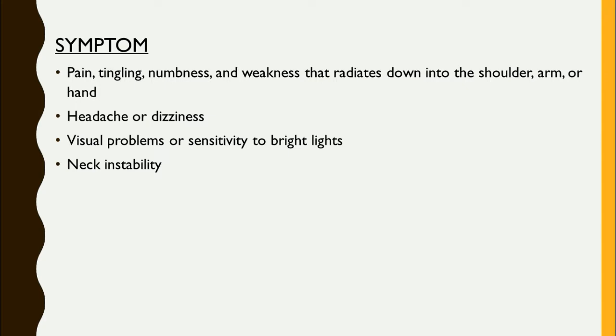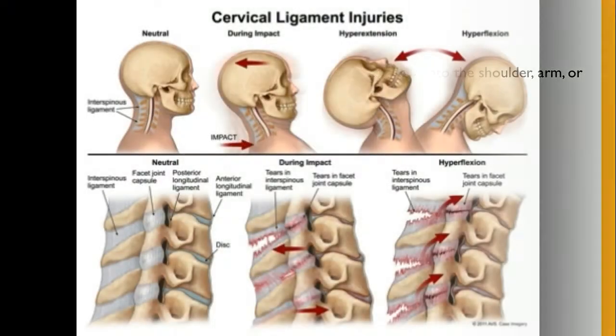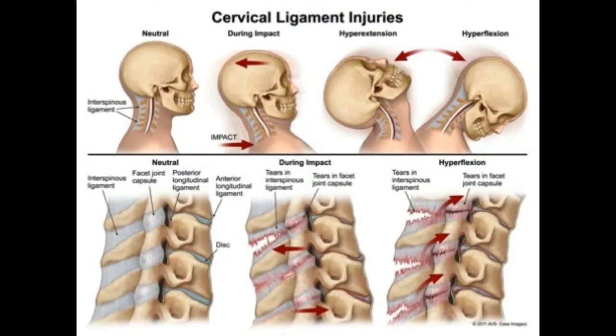The symptoms of neck strain are pain, tingling, numbness and weakness that radiates down into the shoulder, arm or hand. Next is headache or dizziness, visual problems or sensitivity to bright lights, and lastly is neck instability. The anatomy of neck sprain.